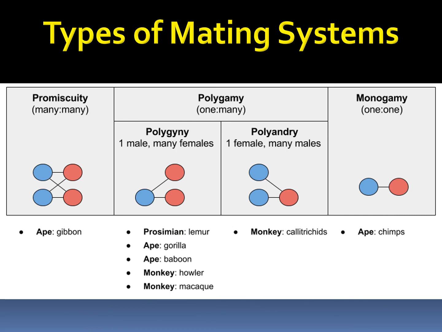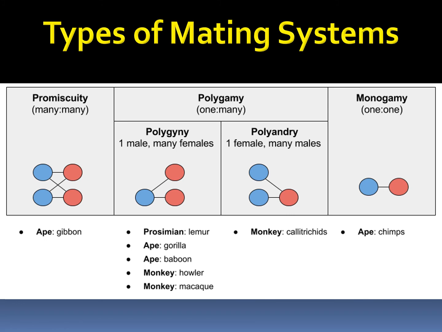If we look at different types of mating systems, we have promiscuity, polygamy, and monogamy. Promiscuity is essentially defined as many to many. There's no real rules to mating. Essentially, fertile males will mate with fertile females as long as they're not too closely related with one another. And an example of this would be one of the lesser apes, the gibbons.